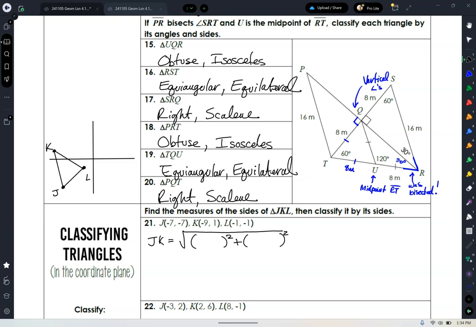So you could do this. We could do JK, and you could give me one level of work out here and an answer out here. Just leave it in regular old radical form. You don't even have to simplify it. Let's see what you come up with. But of course, to classify, you're going to need JK, KL, and JL. All right, ready? What's the formula again? Go. I'm not going to tell you what the formula is.